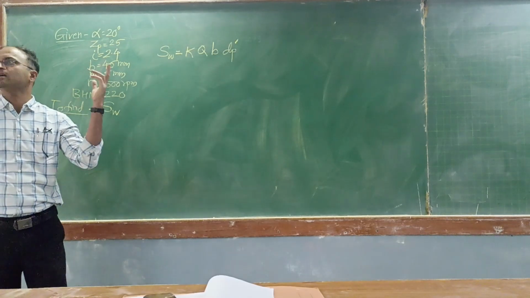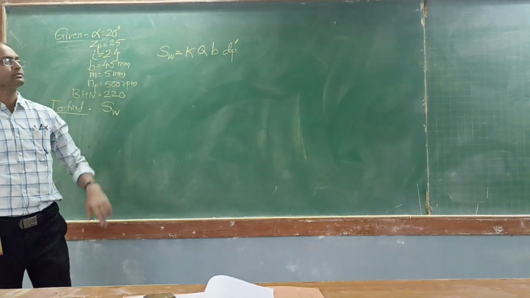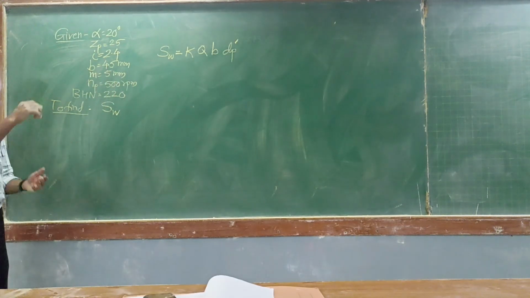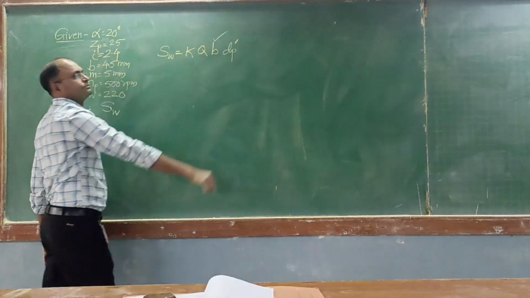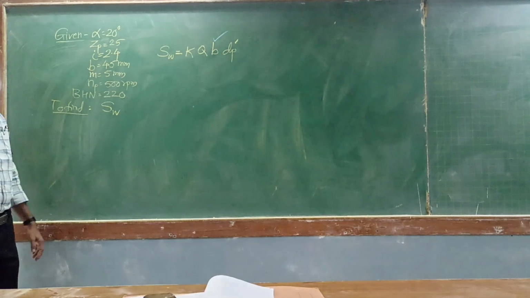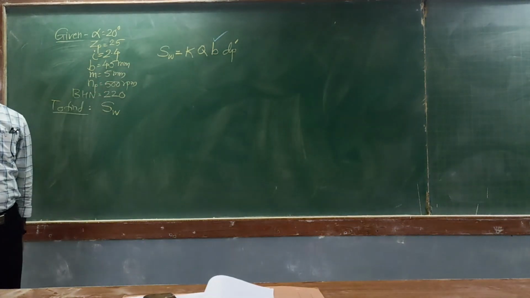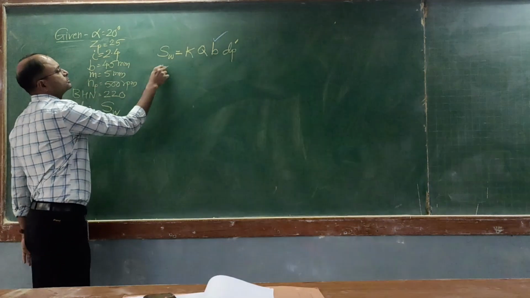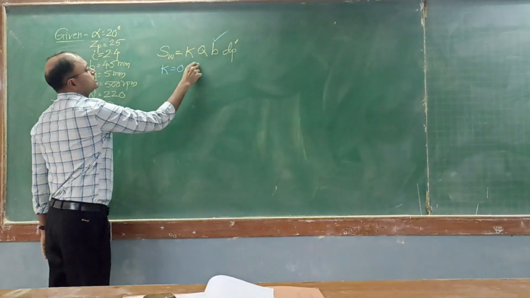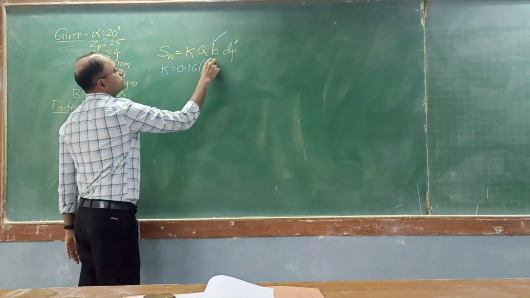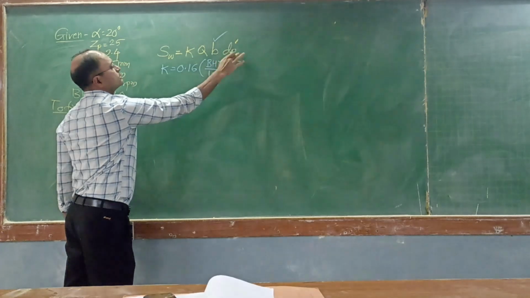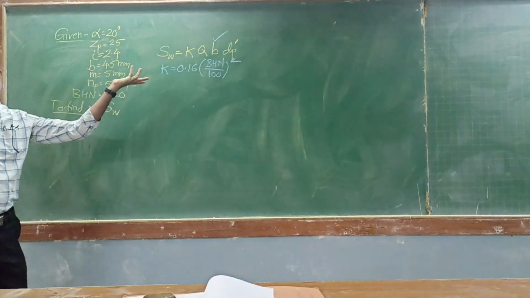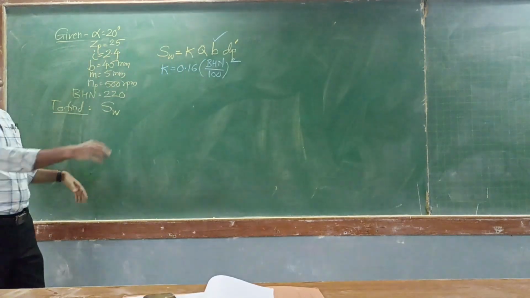Now which parameters are known or which we can find? Tell me. b is known, directly given. What is the formula for K? K is 0.16 BHN upon 100 square. BHN is given, so we can find out K. Right? So K will be calculated.